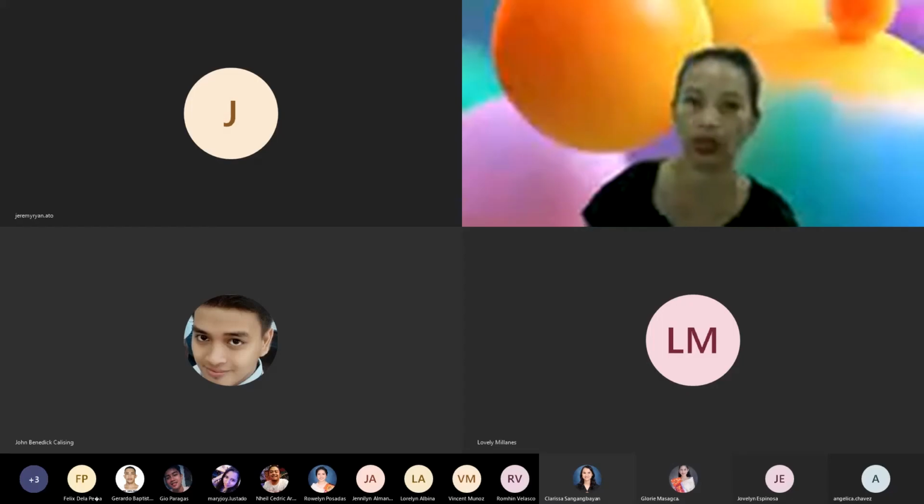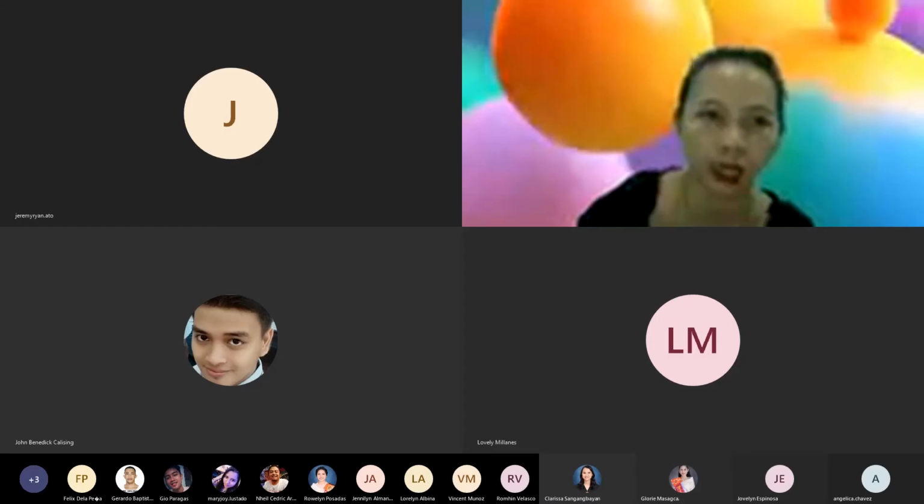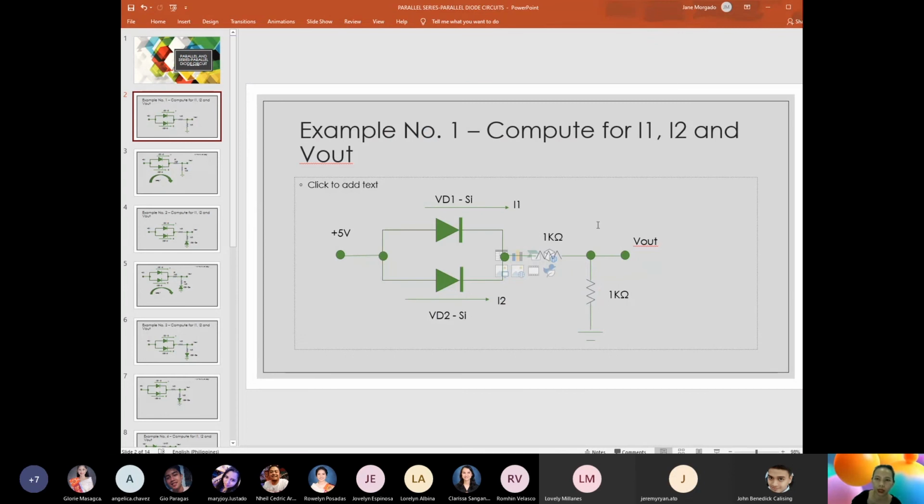Welcome to Parallel and Series-Parallel Diode Circuit. Okay, so let's start with example number 1. Compute for I1, I2, and V out.